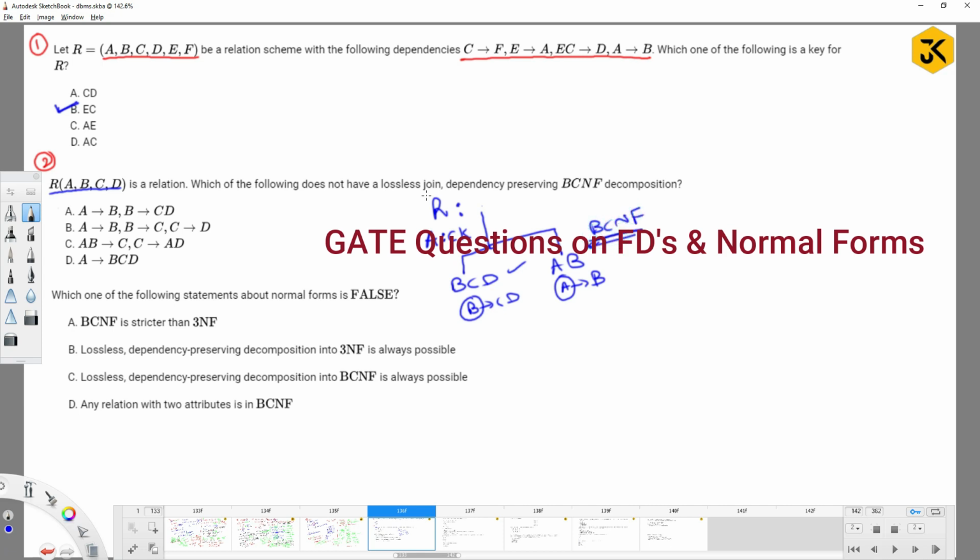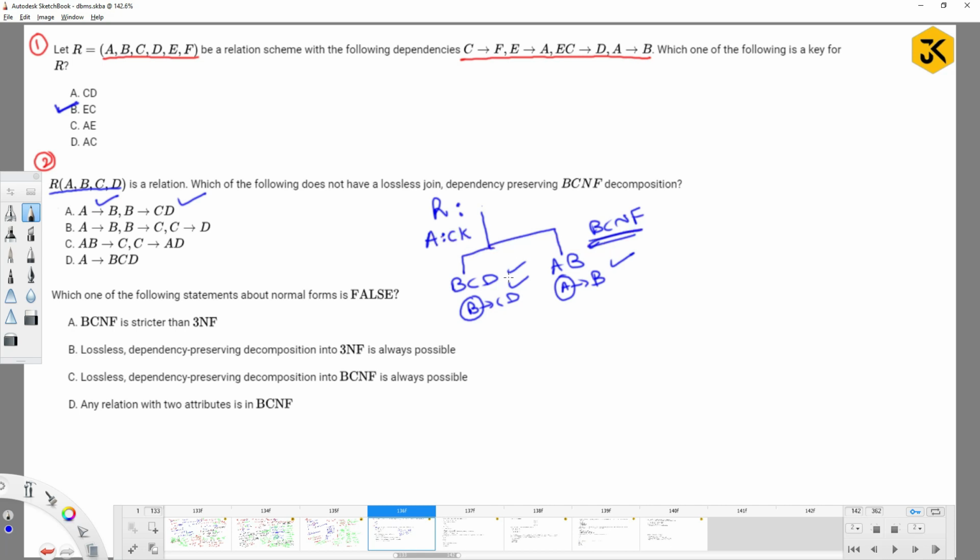After BCNF, which of the following does not follow lossless join as well as dependency preserving? Obviously, lossless join is going to be satisfied definitely. What about dependency preserving now? In the main table, A determines B is there. In the division table, A determines B is there. In the main table, B determines CD is there. In the small table also, B determines CD is there. So dependency is preserved. So option A is a valid one. So take out option B.